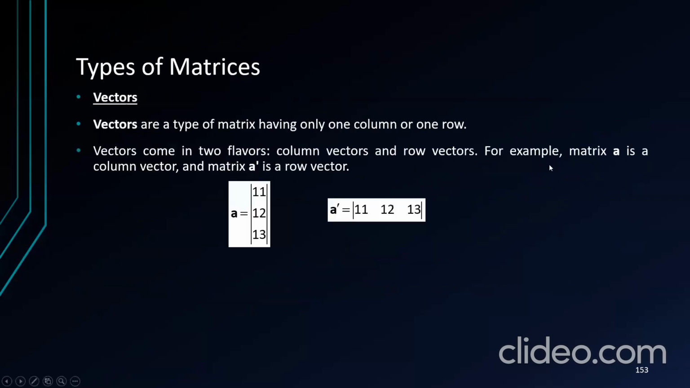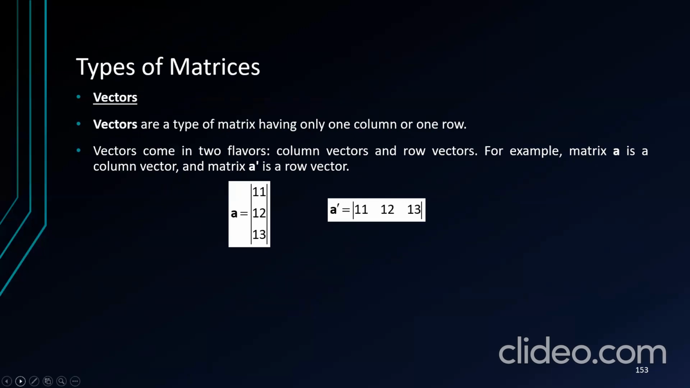Types of matrices. There are vectors. So, there are vectors here too. Vectors are a type of matrix having one column or one row. Vectors come in 2 flavors: column vectors and row vectors. For example, matrix A is a column vector and A prime is a row vector. So, this is the column vector and row vector.